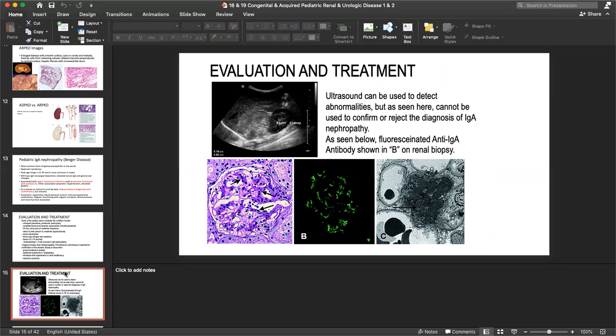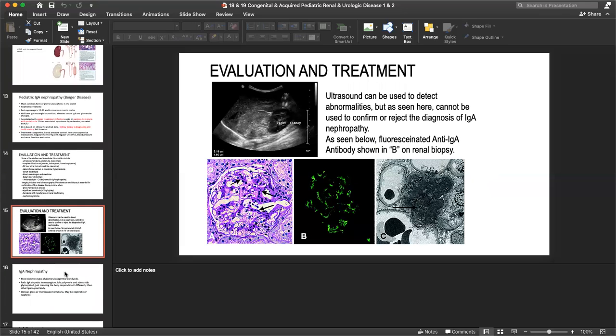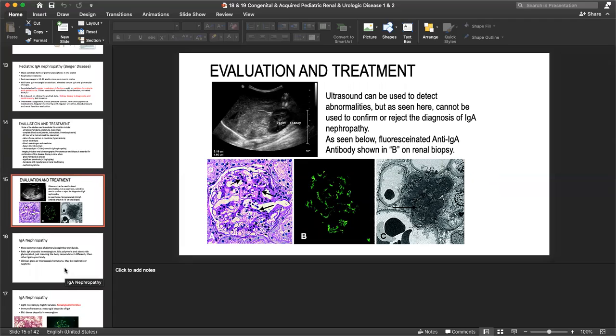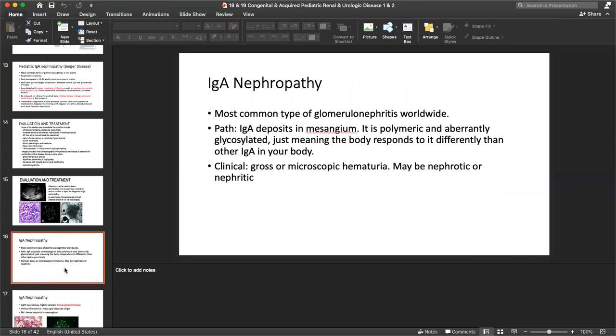Ultrasound can be used to detect abnormalities, but not confirm. So confirmation comes from a biopsy. IgA is going to be deposited in the mesangium, and there's going to be clinical gross or microscopic hematuria.